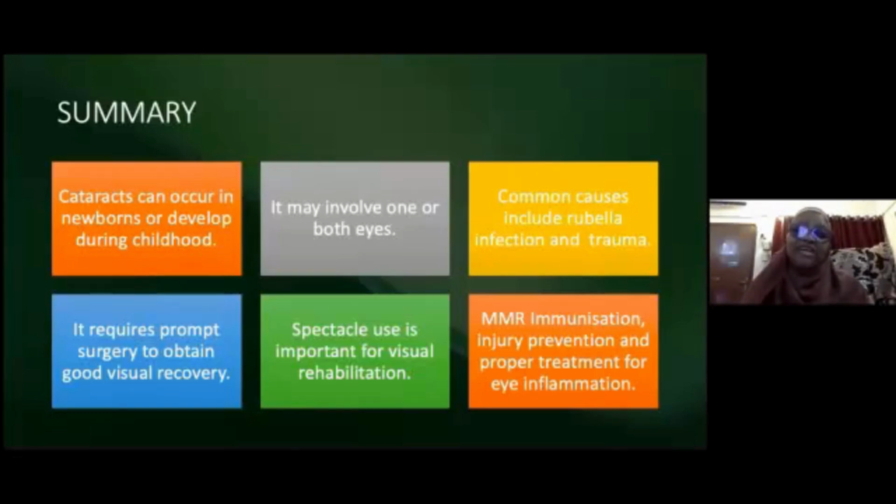We can prevent cataracts to a large extent if we have a universal policy that gives every young girl MMR immunization, because this makes a huge percentage of them immune to German measles. So even if they come across the virus whilst pregnant or any other time, they don't get the infection. Injury prevention, very important to prevent blindness, which commonly happens in one eye, in young boys especially, and adopt proper treatment for eye inflammation. So whenever you have an inflammation in your eye, don't take it for granted. Your eyes are red, see a doctor, get proper evaluation and proper treatment.